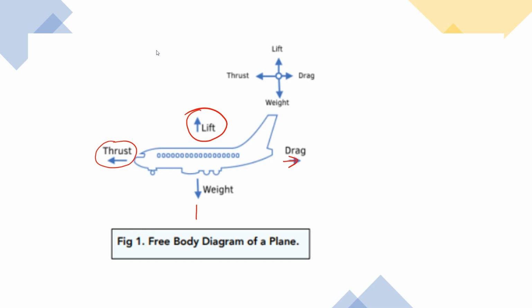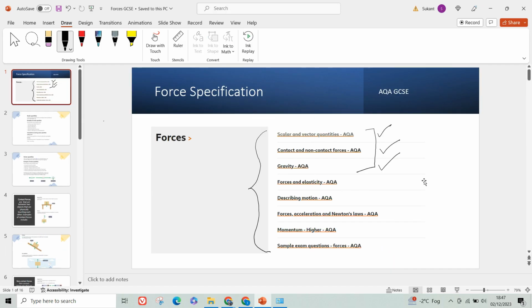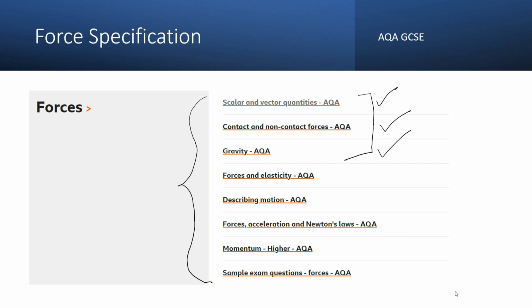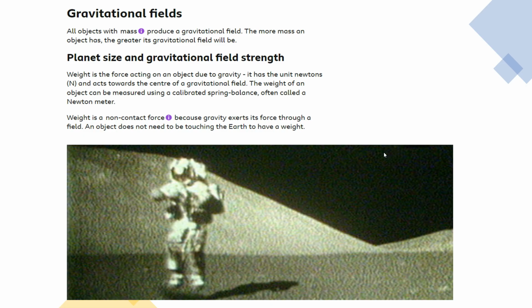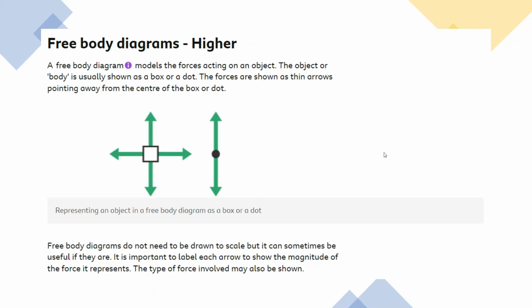Now this was all about the forces. We have seen all these three topics as we discussed at the beginning of the lesson. We have studied scalar and vector quantities, we have discussed contact and non-contact forces, and we have discussed gravity. We have also seen how to draw a free body diagram. We have also seen how to do some questions based on work done, based on weight, and so on.